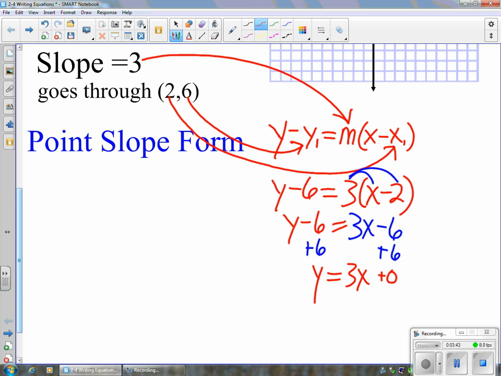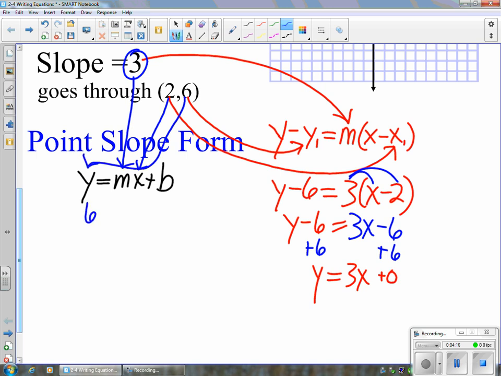Now I'm going to tell you about one other method, because what if you forget this point-slope form? Well, you can use what we know of slope-intercept, y equals mx plus b. How are we going to use that? Well, remember that x and y are parts of a point. So obviously 3 is my slope, but take this point: 2 is my x, and put that in the x spot, and the 6 is my y, put that there, and I'll get 6 equals 3 times 2 plus b.